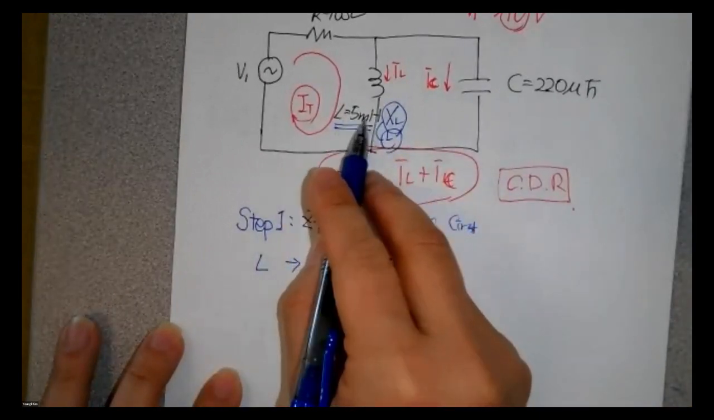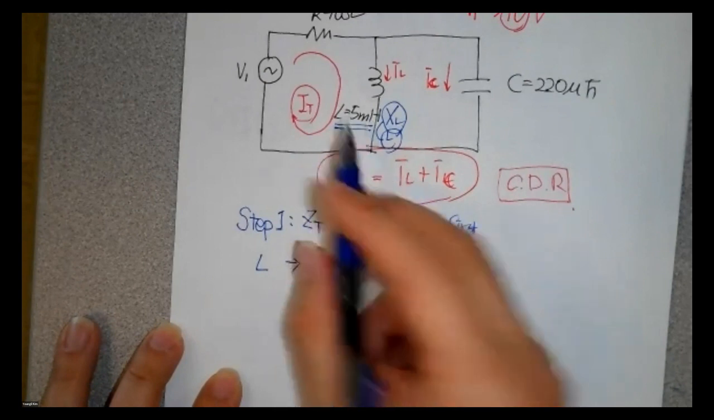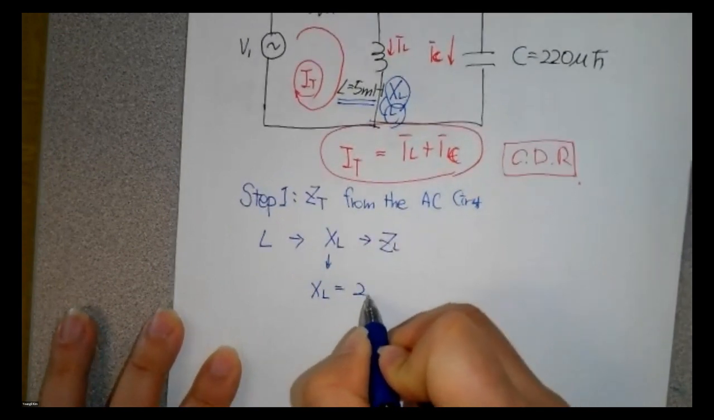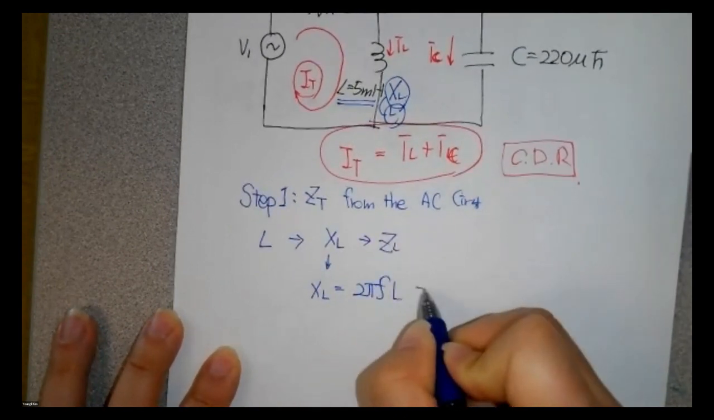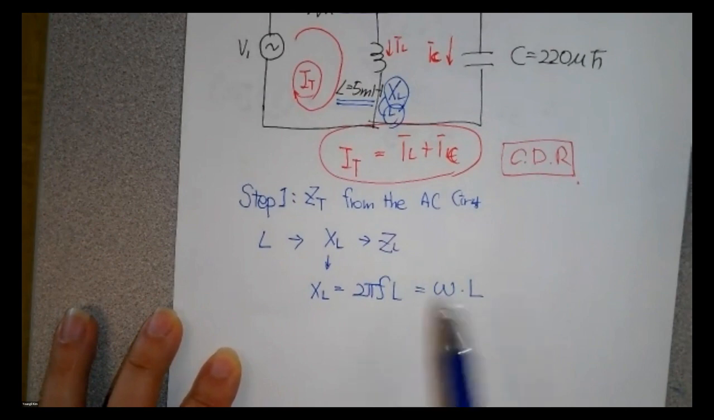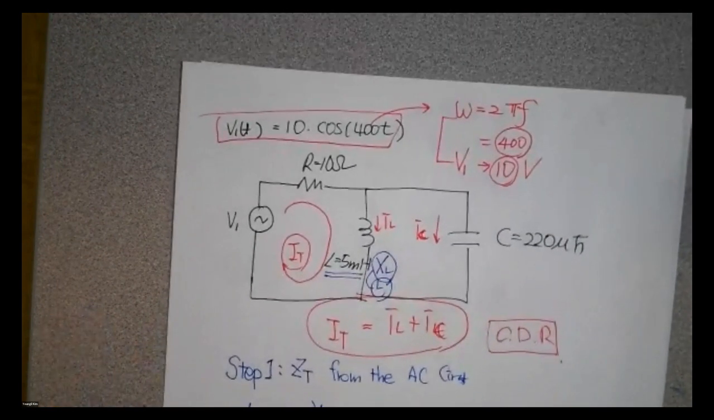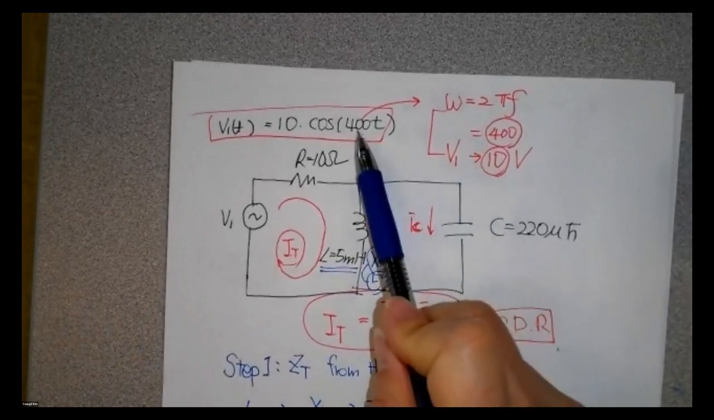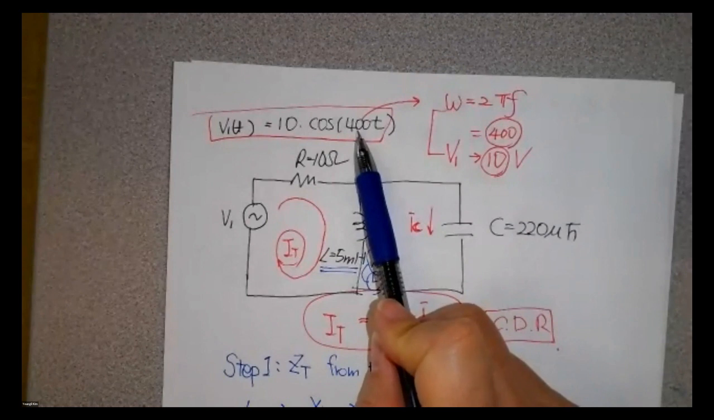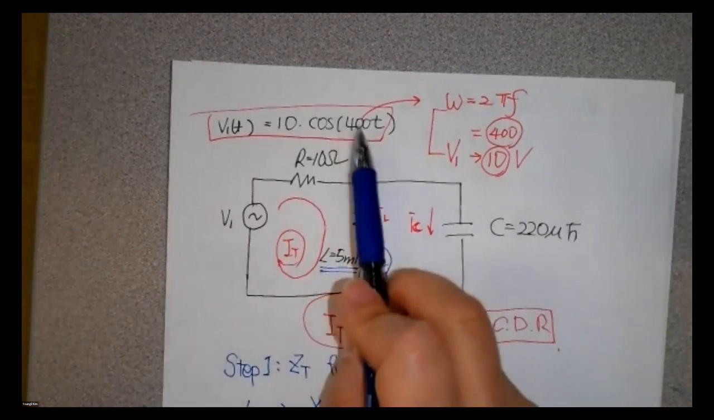L is 5 millihenry, right? What is the X sub L? X sub L is angular frequency times L. What is the angular frequency? Go back to the question right there. Do you remember from chapter 1? If you are still missing it or cannot recall, you can go back to the chapter 1 lecture or my YouTube. You can check.